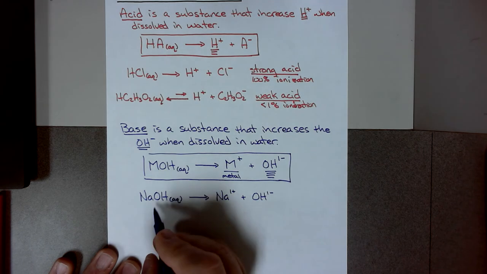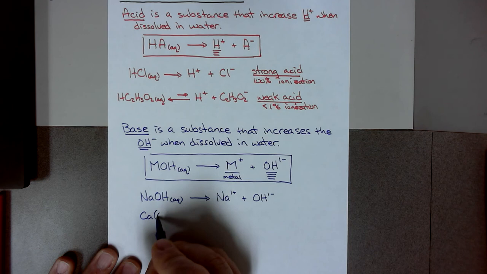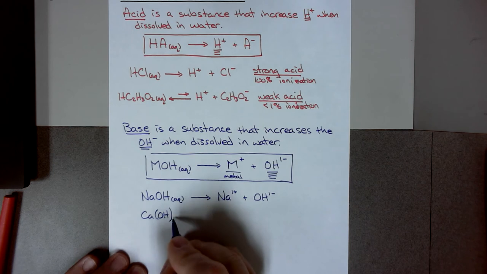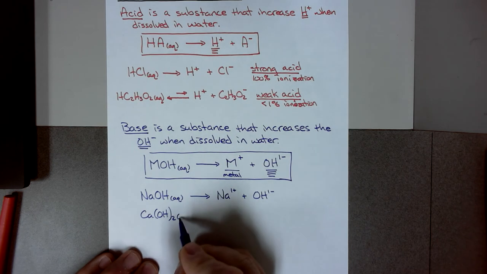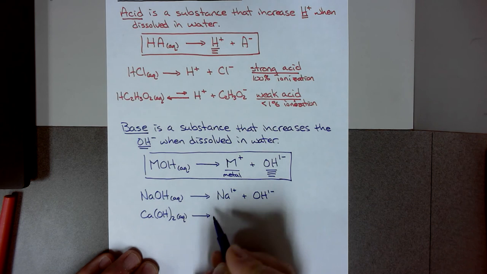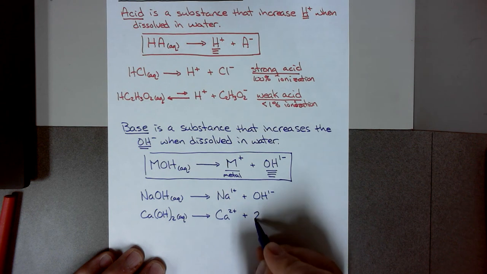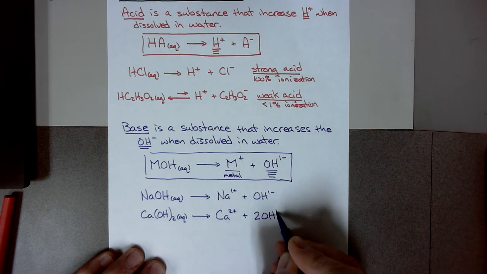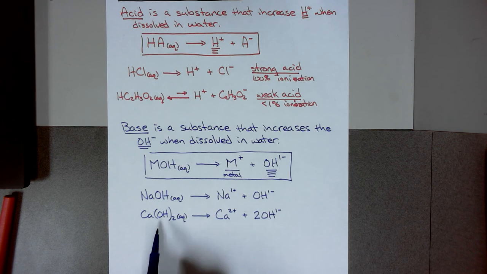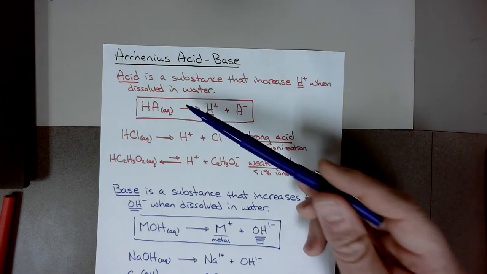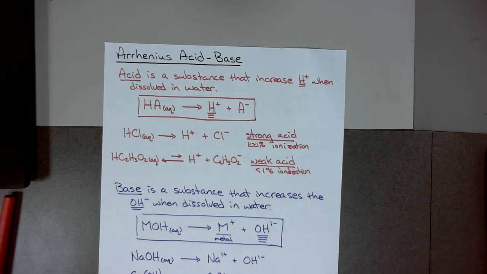And the other one, let's just look at one more. If we have calcium hydroxide, which is aqueous, this dissociates into Ca2+, and remember, it's now 2 moles of OH 1−. So you're getting more OH 1− when you dissolve this in water. So that's what makes it a base. So we have the Arrhenius acid and the Arrhenius base. So let's list our strong acids and strong bases real quick, and some of our weak acids and weak bases.